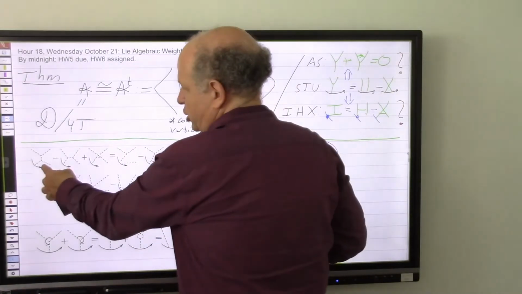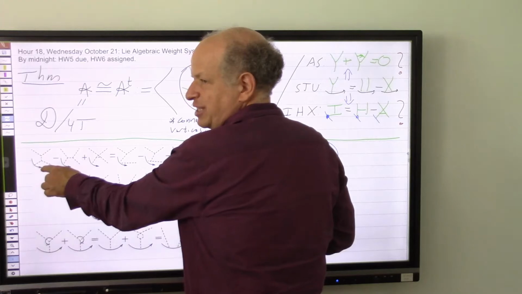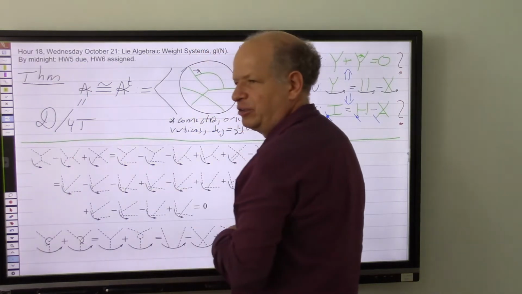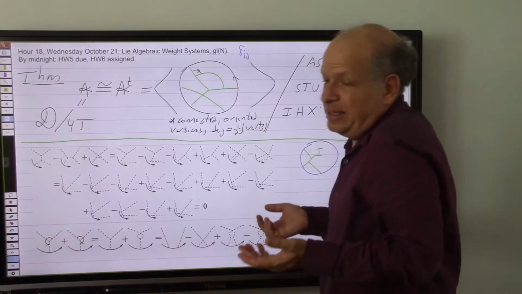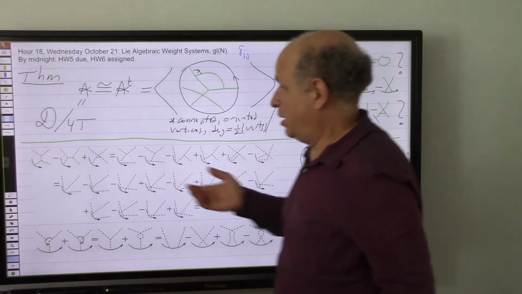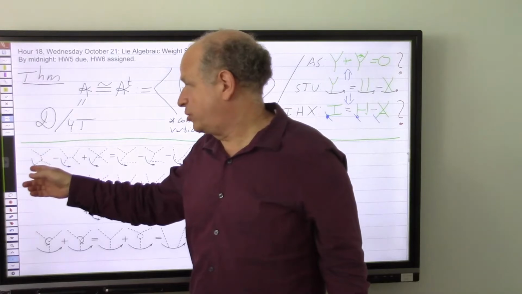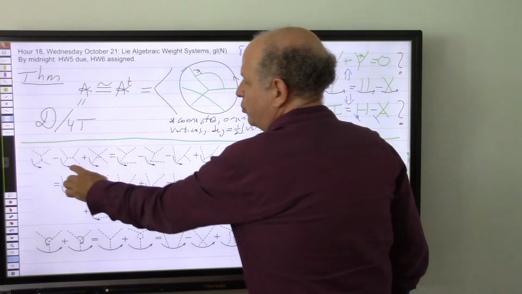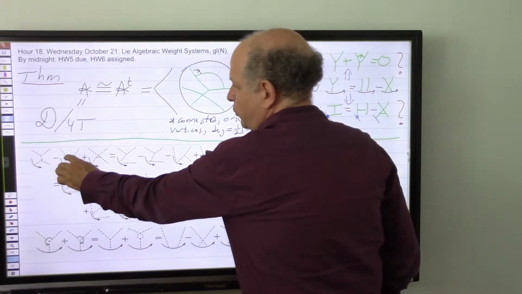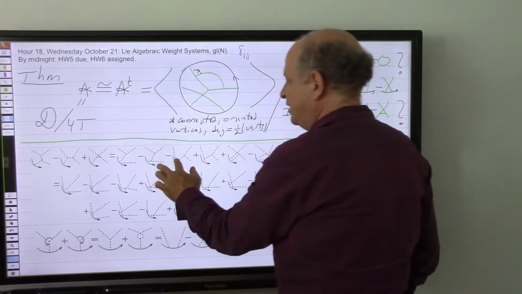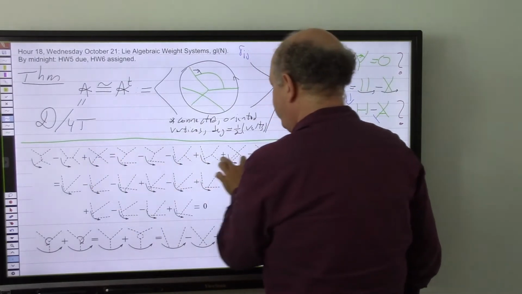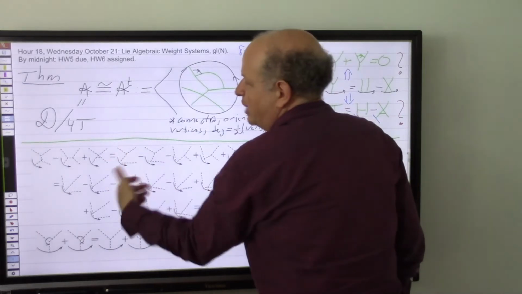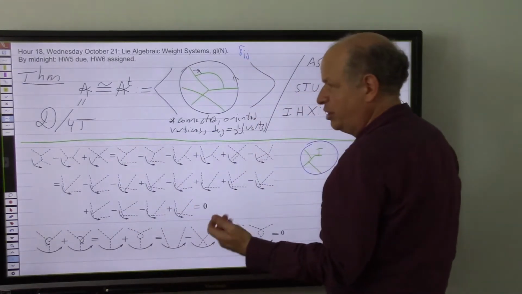So here is the picture. Here is I lying on the skeleton, here is H lying on the skeleton, here is X lying on the skeleton. And then it's completely brainless. You just use STU to get rid of this vertex, you get these two diagrams. You use STU to get rid of this vertex here, you get these two diagrams. For the last one, you get these two diagrams. You still have an extra vertex inside, so you use STU again to get rid of it.